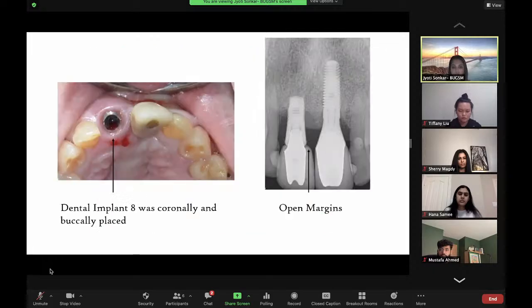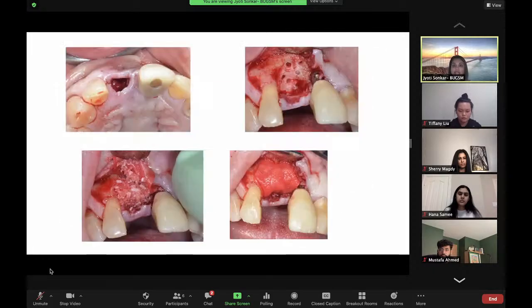So take a look at what I did. I was able to take the implant out. And sadly, when I took the implant out, look at it. There was so much destruction. There was hardly any bone for me to place a new implant. So instead of placing another implant, I cleaned out all the infection. I added bone graft. I added a membrane on top of it to make sure that the bone graft particles don't move around. And I closed the site.